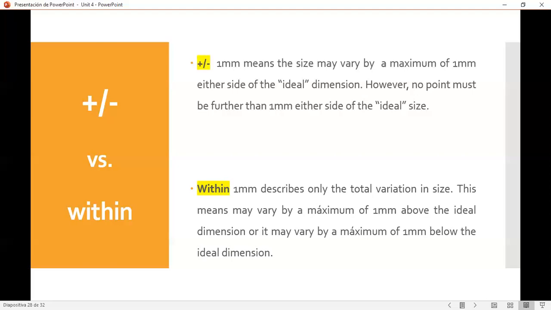And in plus minus, we pay more attention to the difference between the ideal point and the minimum, plus the ideal point and the maximum. So that's the example that the book gives us here.